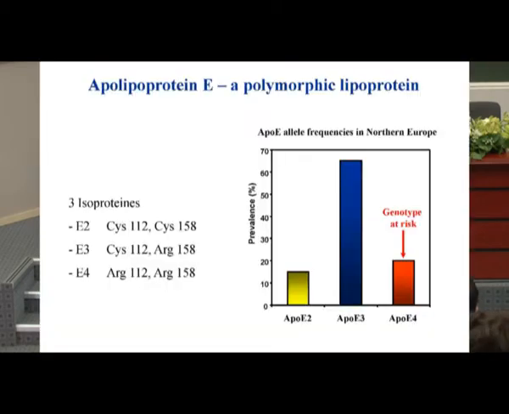ApoE is a polymorphic lipoprotein. 65 up to 70% of us here in the lecture theater are carriers of the ApoE3 allele. 15% of us are carriers of the ApoE2 allele, and 15 up to 20% of us are carriers of the ApoE4 allele, and this is the genotype at risk. The difference between E3 and E4 is just an amino acid exchange in position 112, but this very much impacts on the disease risk.